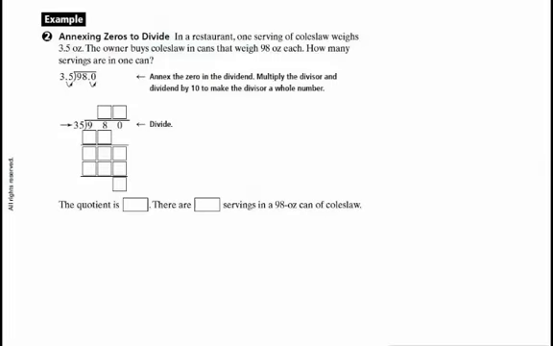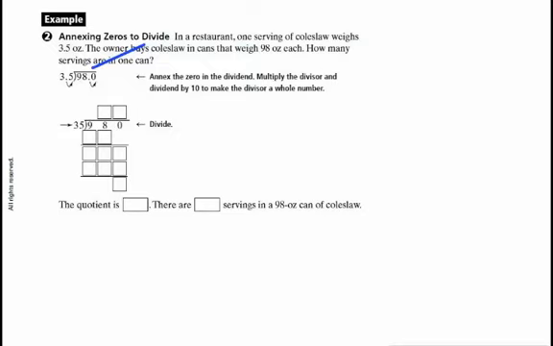We're going to try a story problem now using division. It says, in a restaurant, one serving of coleslaw weighs 3 5/10 ounces. The owner buys coleslaw in cans that weigh 98 ounces each. How many servings are in one can? So we set the problem up by taking 98 ounces and dividing by 3.5 ounces.